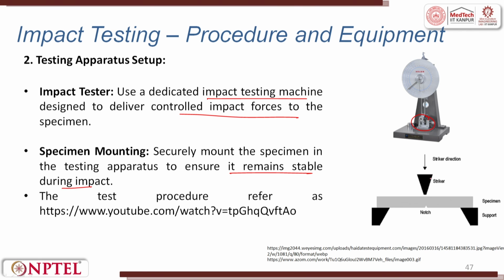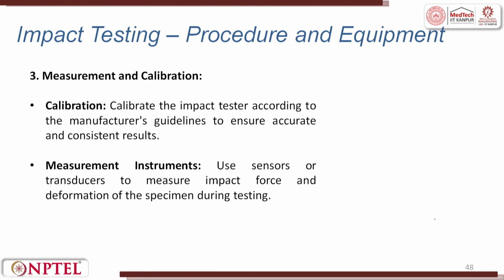So, this is where the striker comes in this direction. When it is at the center, always remember it is the Charpy test, and there is a notch. There could be kinds of notches. I will show you the kinds of notches. It could be a V notch, a U notch, or a saw cut notch, and there are supports so that the specimen bears the force completely and it is not transferred to any other part of the machine. Then measurement and calibration. Calibrate the impact tester according to the manufacturer's guidelines to ensure accurate and consistent results. Measurement instruments use sensors or transducers to measure impact force and deformation of the specimen during the testing.